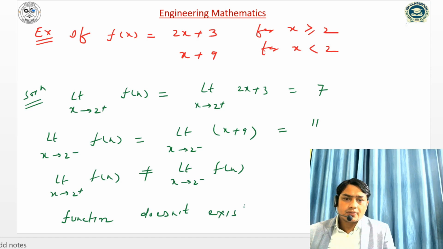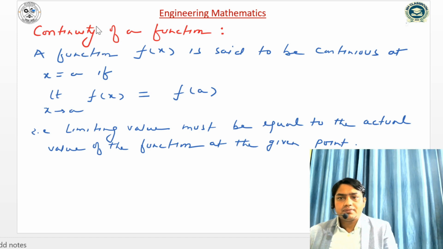The function exists once the left-hand neighborhood and right-hand neighborhood of 2 are equal. What is continuity of a function?